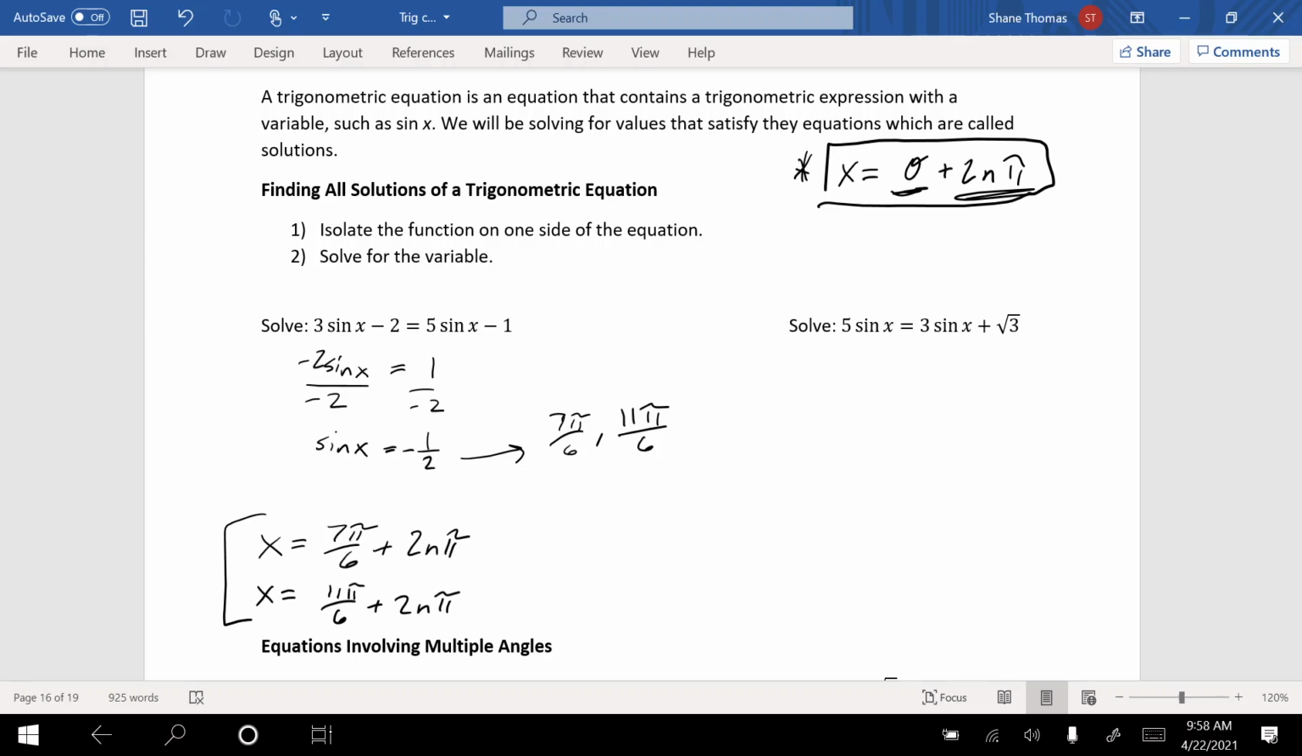All right, I want you guys to try that second one there. It's going to be very similar to this first one. I'll give you about 2 minutes here.